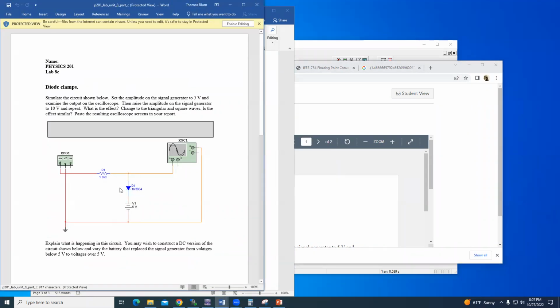Here's just another circuit trying to understand what a diode does. One thing a diode does is gives you a direction. Another thing it can do is sort of protect you from getting too high of a voltage. So it gives you directionality. It changes alternating current to direct current. It can detect things. It can display things. It can protect you from high voltages.